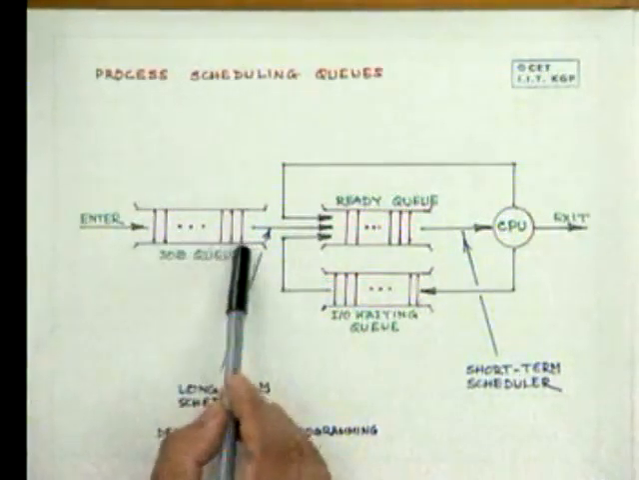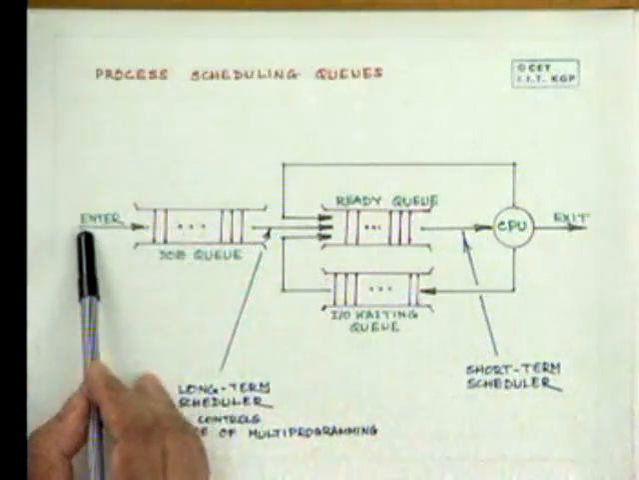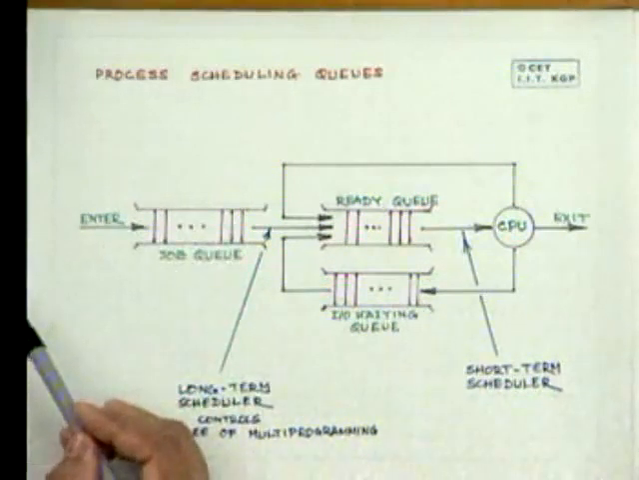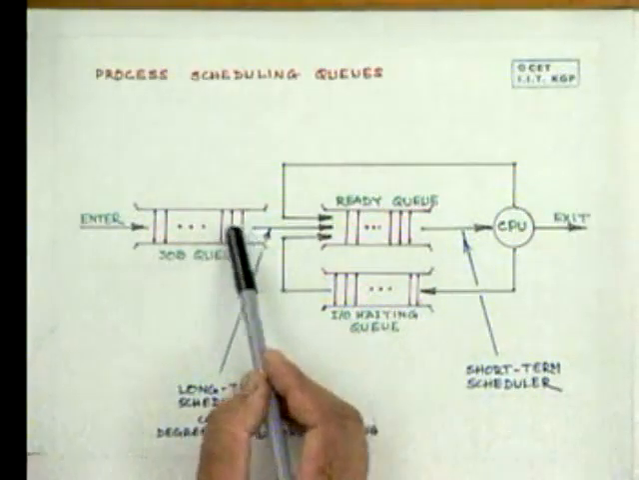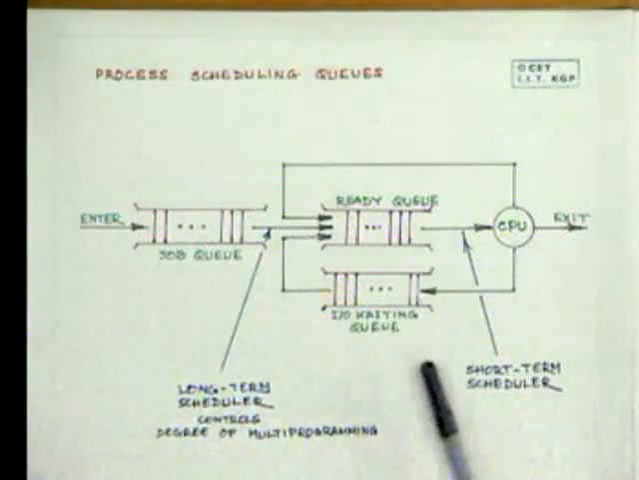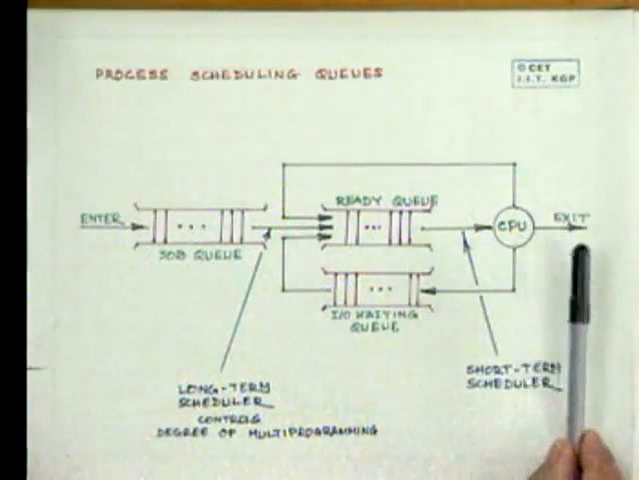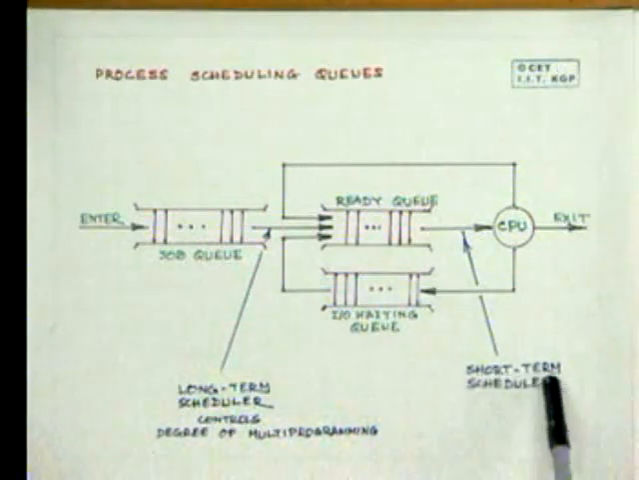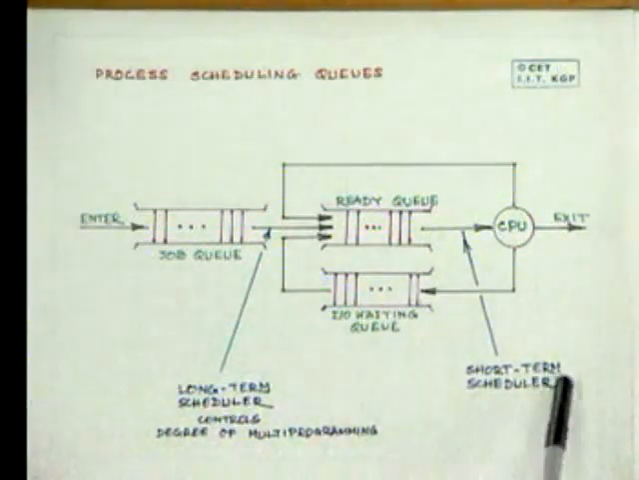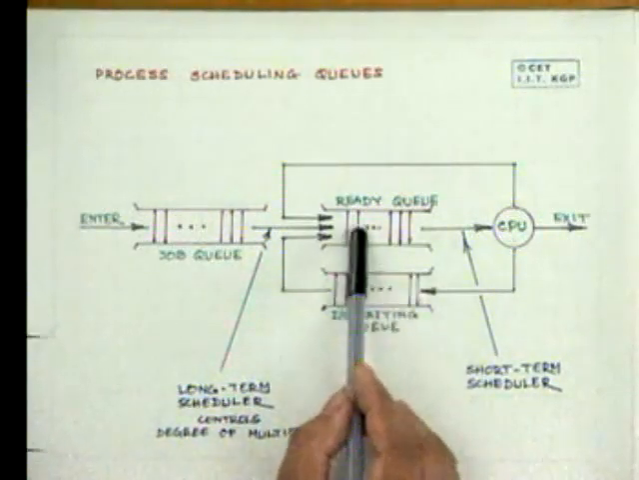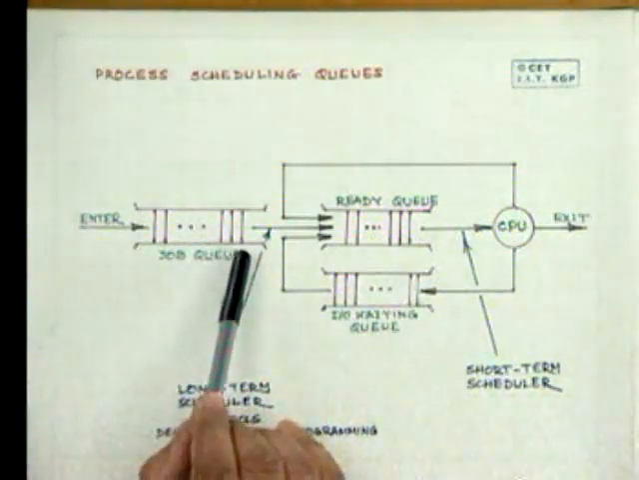Now, here is the job queue and here is the entry point. Initially, when jobs are submitted, they are kept in the job queue. From there, jobs are selected and put into the ready queue. You can see there are two schedulers working. One scheduler is called the short-term scheduler. This short-term scheduler takes one of the processes in the ready queue.